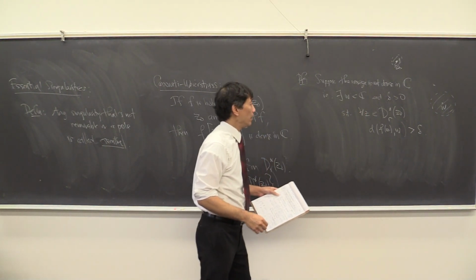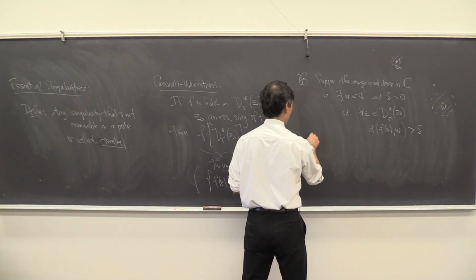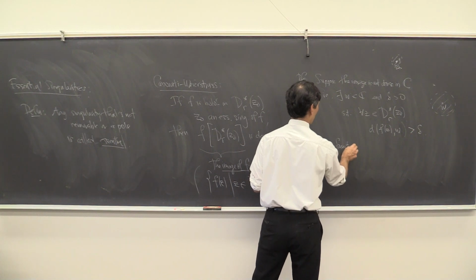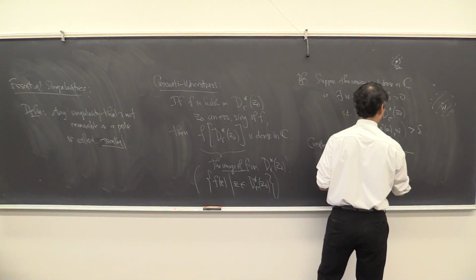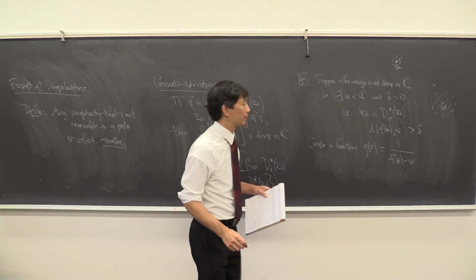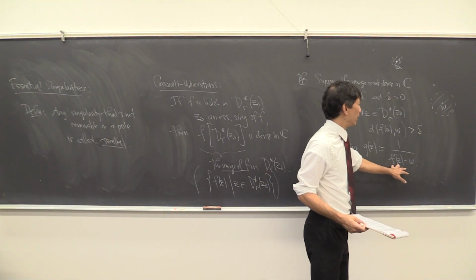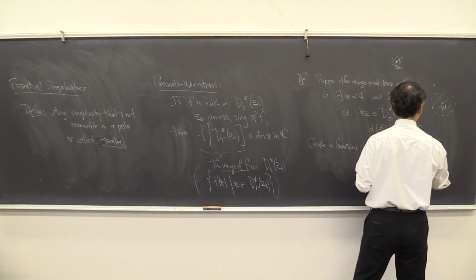Now, if that's true, then we can create a function g of z equals 1 over f of z minus w. This is well defined, because we're never going to hit w on our disk.